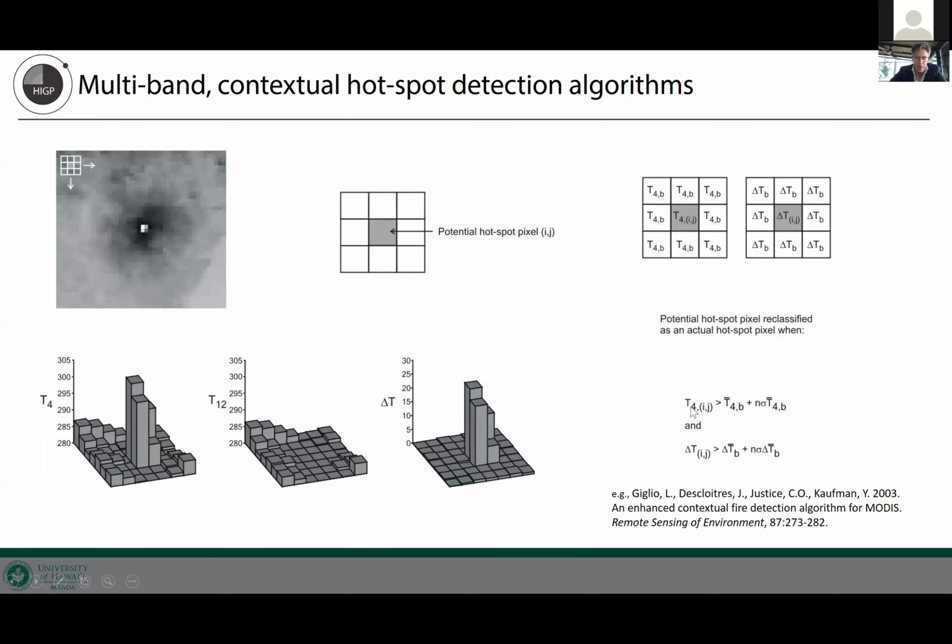And you basically say, well, if the 4 micron brightness temperature is hotter than the average of its surroundings, plus some estimate of variance or noise, and the DeltaT is greater than the background, plus some estimate of the variance in terms of standard deviation, then this pixel contains a hotspot. Okay, so that's how they all work. You know, there are various traps and various nuances, but they all basically work like that, right? So that's a contextual hotspot detection algorithm.